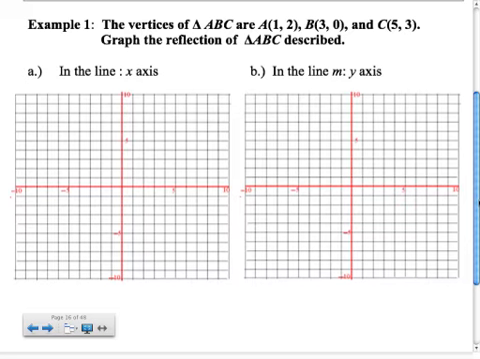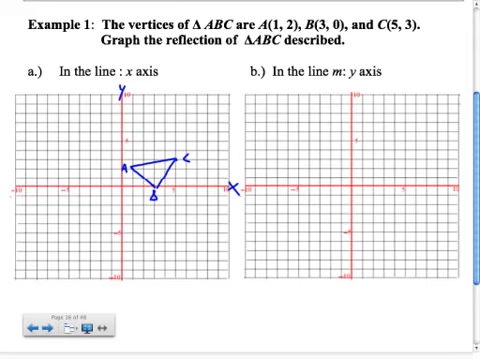So the first thing we're going to do is graph the figure. So I have (1, 2), I have (3, 0), and I have (5, 3). So here's A, B, and C. All right, so there's my triangle. Now, I've got to reflect it in the x-axis, in other words, over the x-axis. These axes aren't marked, so we should probably mark them. So we have the x and the y-axis.